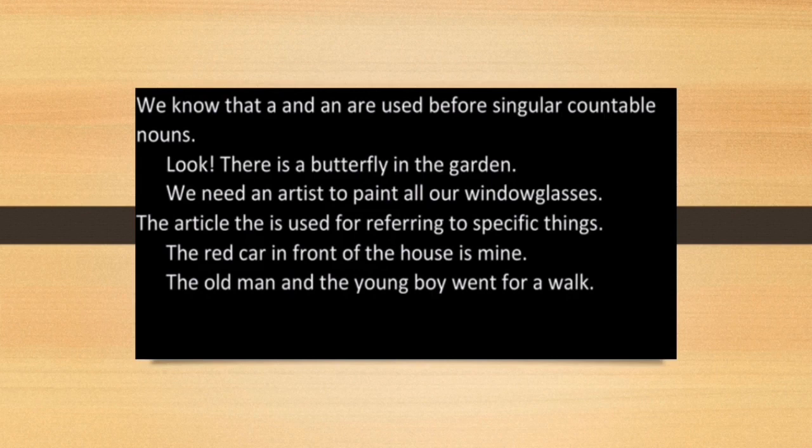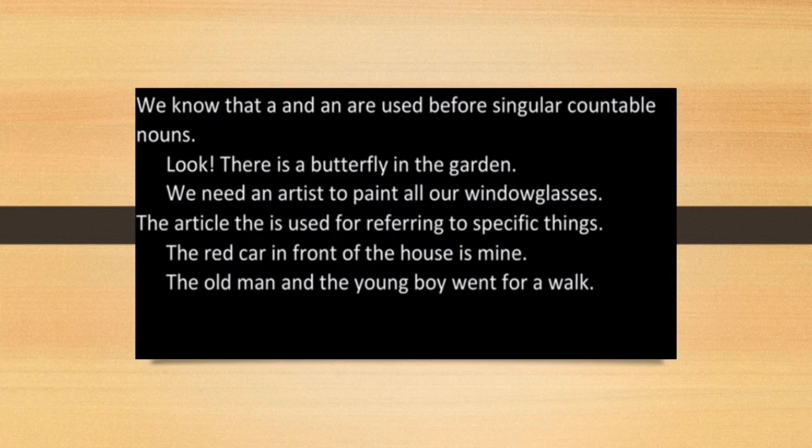So now let's see the use of an. Okay, we need an artist to paint all our window glasses. Again, although we are talking about a single artist, but then too, I hope you remember that there is a rule that an is used with a vowel sound. Okay, vowel sound के साथ use होता है an. So here we are having the word artist, right? So we are having a vowel sound, A-E-I-O-U sound, right? A sound. So we need an artist to paint all our window glasses. Okay, so here we have used an in front of artist because it is having a vowel sound. So with a vowel sound we always use an, and with a consonant sound we use a.